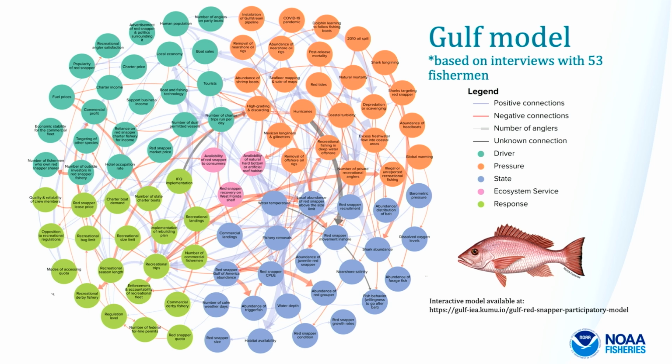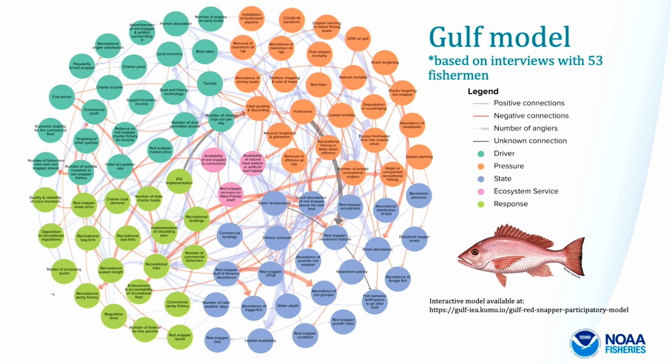Suffice to say, all of these little circles are the nodes or the drivers in the system that fishermen identified. This was based on interviews with 53 commercial, recreational, and charter fishermen throughout the Gulf. All of the lines drawn between them are either positive or negative connections, and we color-coded them by system drivers, ecosystem services, and responses by humans. So it's a nice visualization.